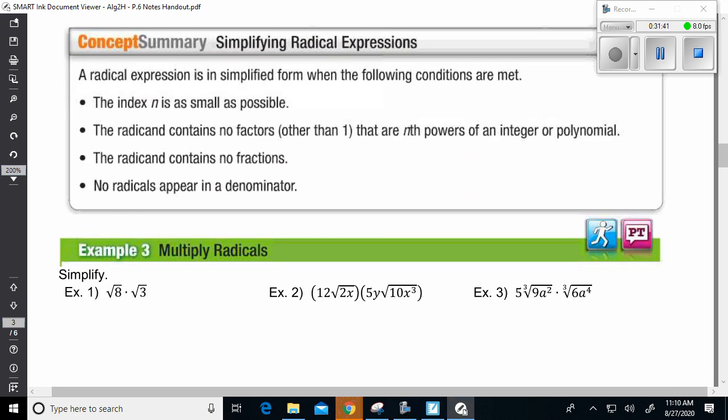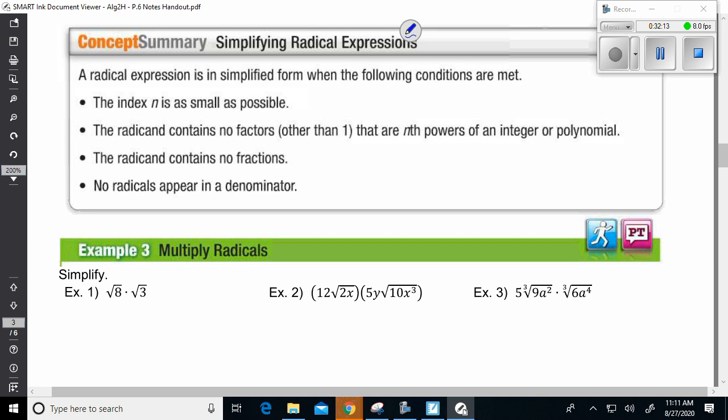So, before we start simplifying more than one radical, let's remind ourselves, what does it mean for something to be simplified? For radicals, the index should be as small as possible. That's based on the nature of the problem. The radicand has to be simplified. That means it can't be broken down any further.